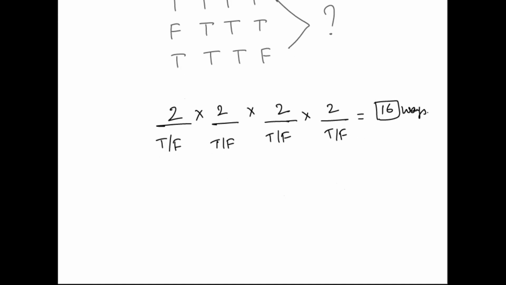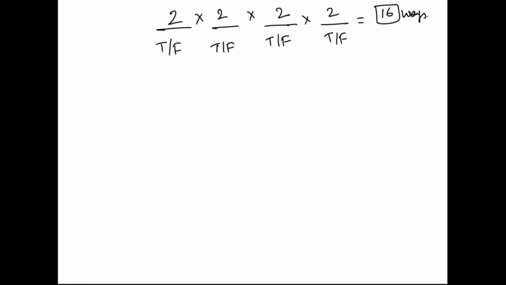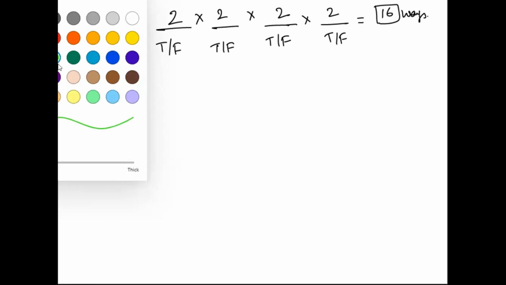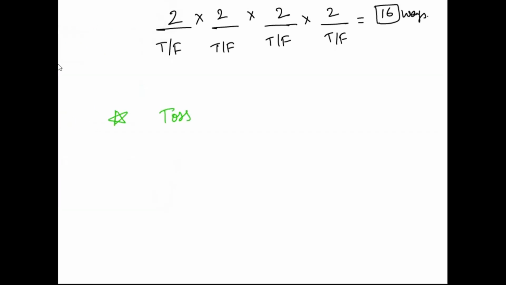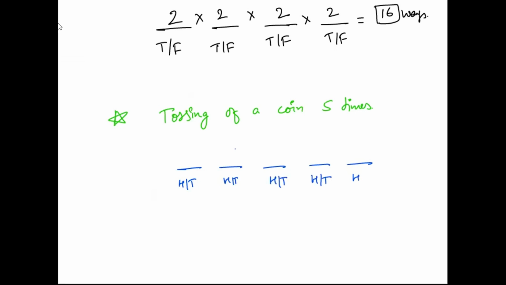Okay. Similarly, you can extend this analogy to find the total number of sample space when you toss a coin. Another scenario, tossing of a coin 5 times. So how many sample spaces will we get? How many outcomes will there be? So 5 times means 5 spaces, right? And every time you can get the outcome as head or tail, head or tail, head or tail, head or tail, and head or tail.